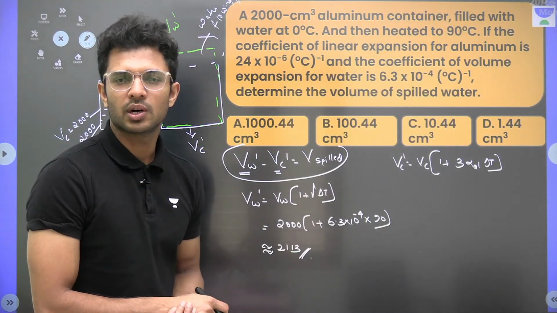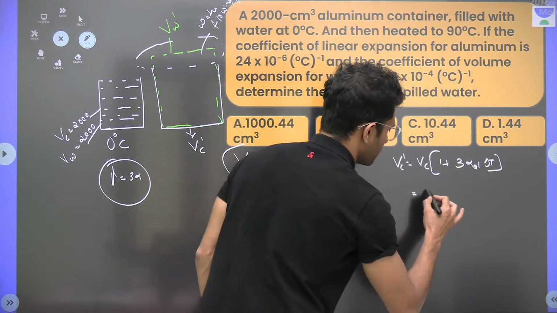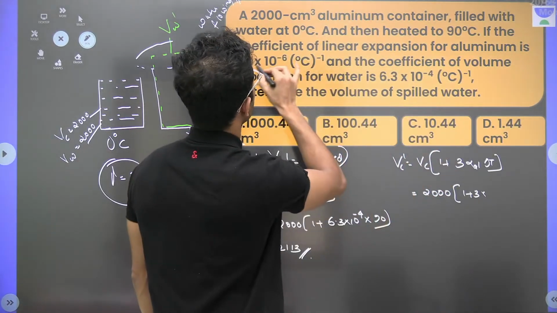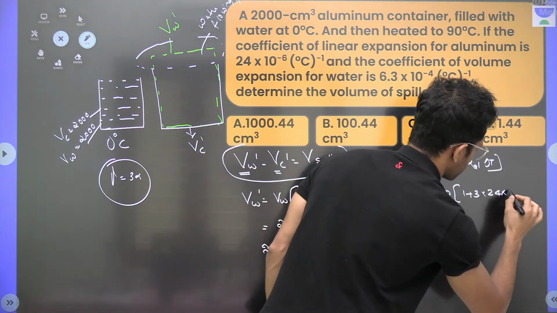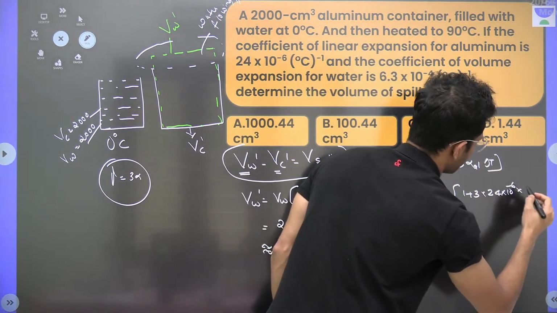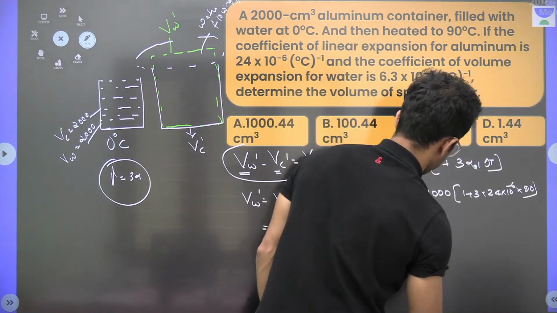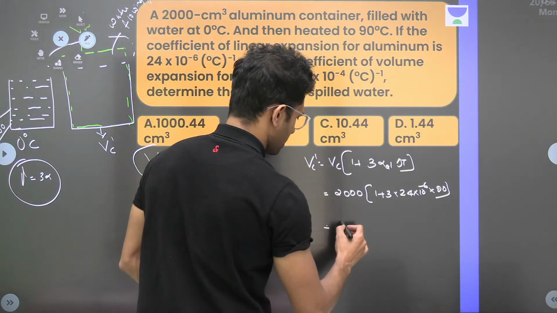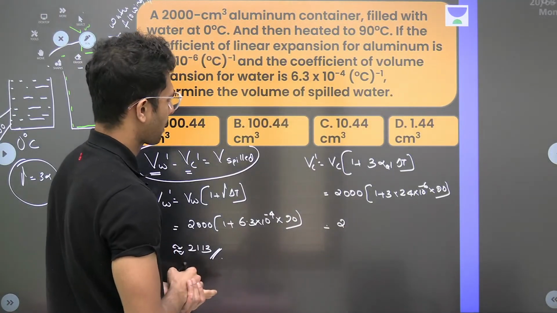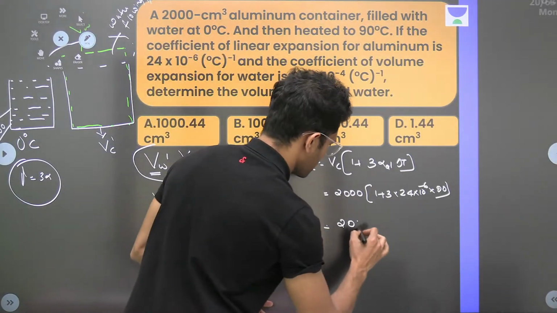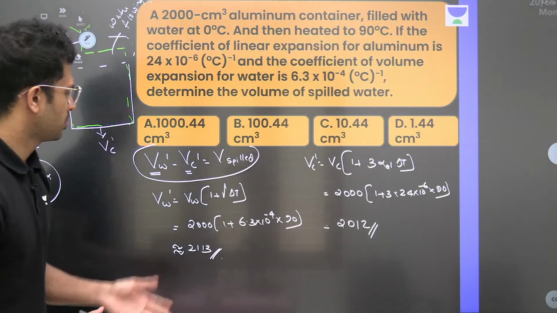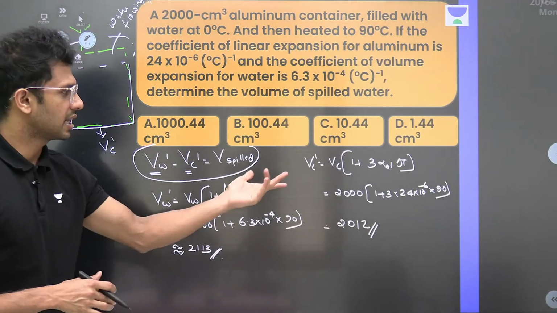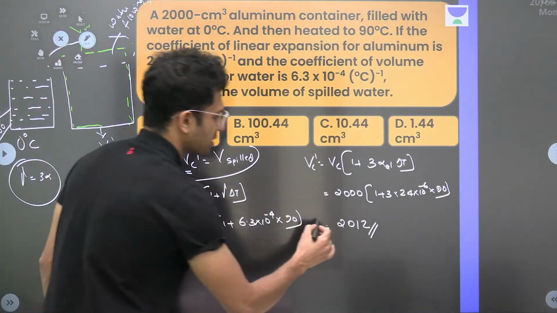Now what is left? Start substituting the values. Volume of the container initially 2000, into 1 plus 3 times, what is alpha? 24 into 10 power minus 6, into change in temperature, how much? 90 degrees. So we will almost get a value of 2012. I'm not actually telling you the exact value because the calculation takes a bit of time, so I'm telling you approximately it is 2012.